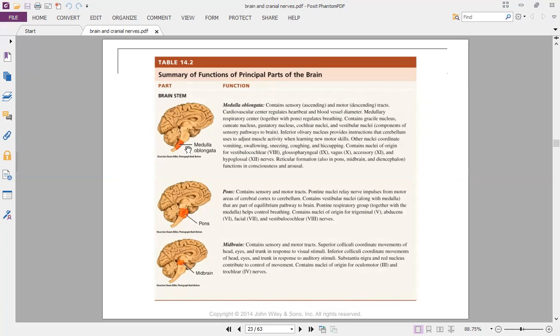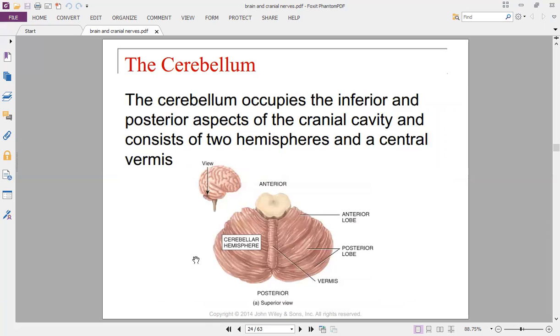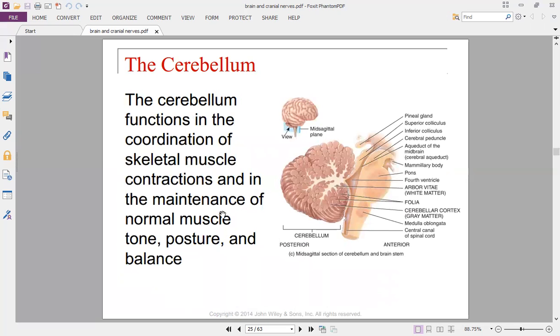You can see the brainstem, medulla oblongata, pons, and midbrain here. This is the summary. Cerebellum occupies the inferior part of your cranial cavity. It has two hemispheres, held together by a vermis. There's a posterior lobe and an anterior lobe. Cerebellum is for coordination of skeletal muscle contraction and maintenance of normal muscle tone, posture and balance.